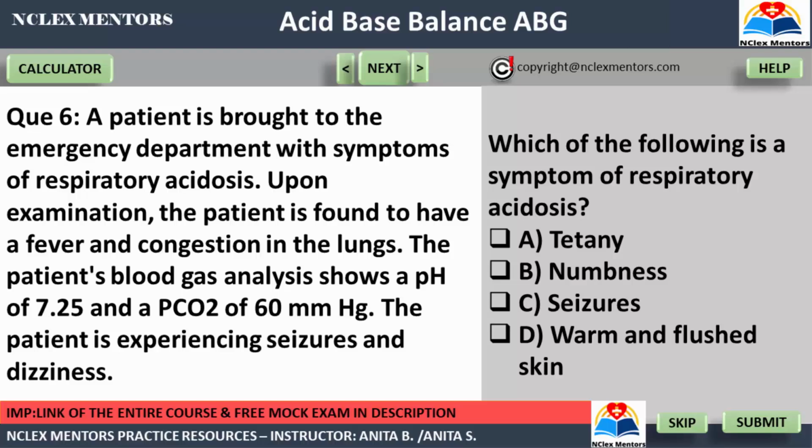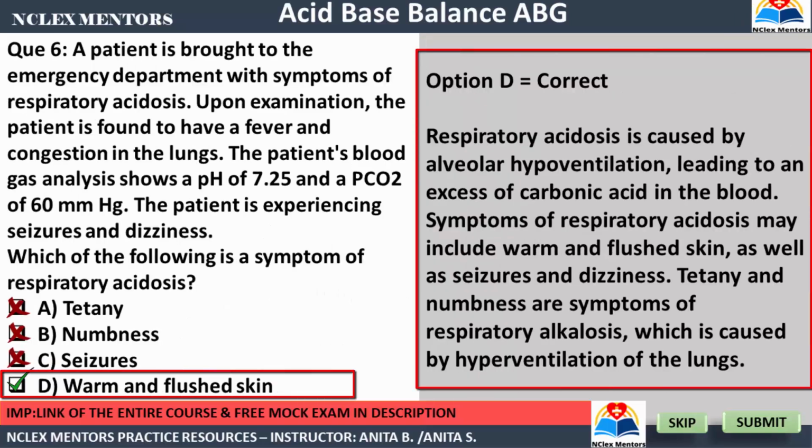All right, time's up. Let me reveal the right answer to you. The right answer is D. Respiratory acidosis is caused by alveolar hypoventilation, leading to an excess of carbonic acid in the blood. Symptoms of respiratory acidosis may include warm and flushed skin, as well as seizures and dizziness. Tetany and numbness are symptoms of respiratory alkalosis, which is caused by hyperventilation of the lungs.